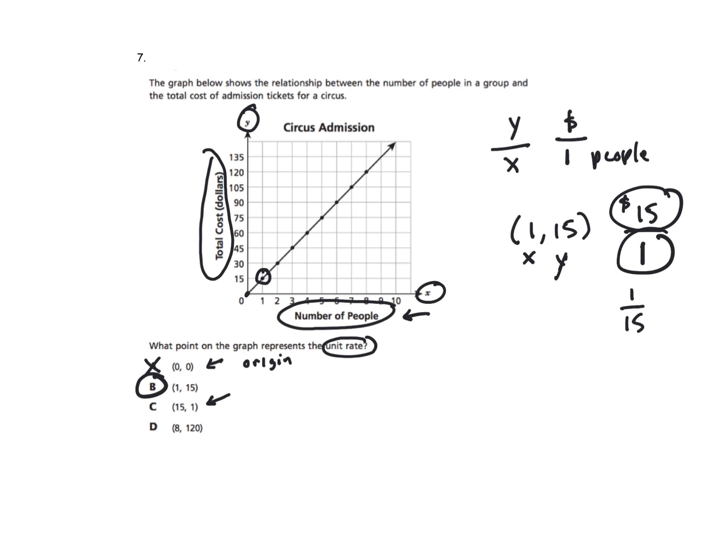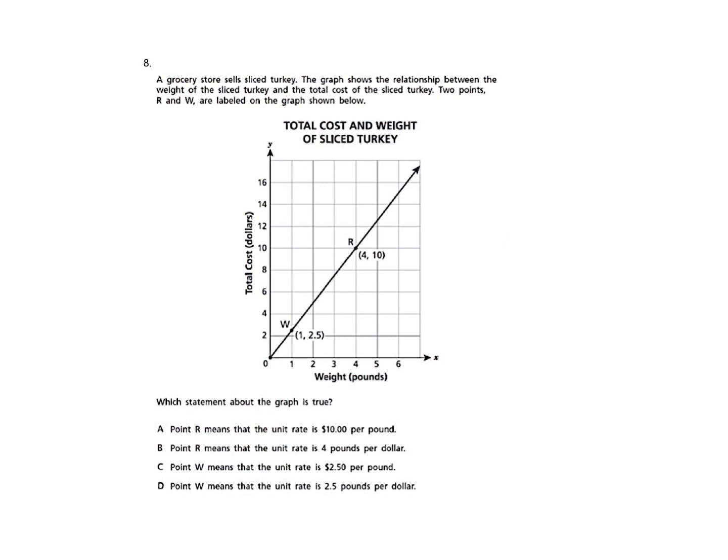Now let's move on to our final question, number 8. Okay, number 8, a grocery store sells sliced turkey. The graph shows a relationship between the weight of the sliced turkey and the total cost of the sliced turkey. 2 points, R and W, are labeled on the graph shown below. So once again, we're going to investigate the graph. We can see that this is total cost, so these numbers are referring to money. And then we're going to look at the x-axis, which is talking about weight in pounds.